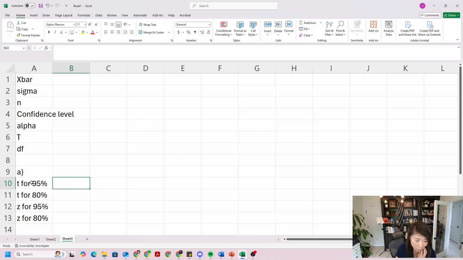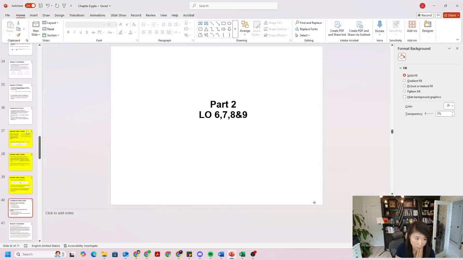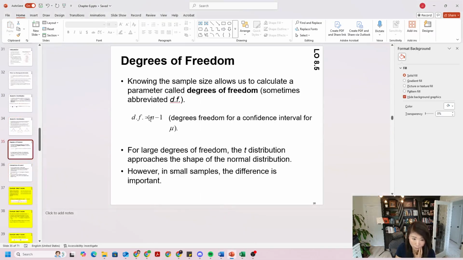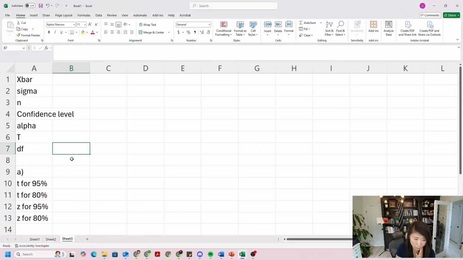So in order to do that, we need to know the degree of freedom for the t. Let me go back to the lecture if you don't remember. Degree of freedom is equal to n minus 1, because we lose 1 degree of freedom when we calculate the standard deviation. In this case, since we have 5 observations, the degree of freedom will equal 5 minus 1, which gives us 4.